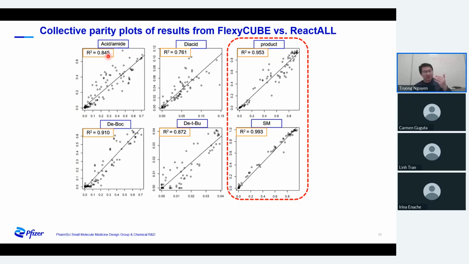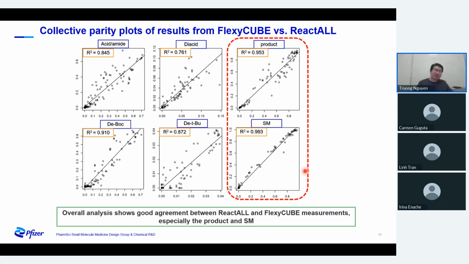If you take a look at the impurity and the intermediate, yes, it has a lower level of agreement, but presumably because, first of all, it has low levels across reactions. Secondly, we have some challenge with the stability of the sample, so it's actually quite unstable. So that explains it. But overall, across the set of reactions, we have a good alignment between the ReactALL and FlexCube. So all of this, I just want to show you that even with poor physical property, it can generate decent, reliable data.